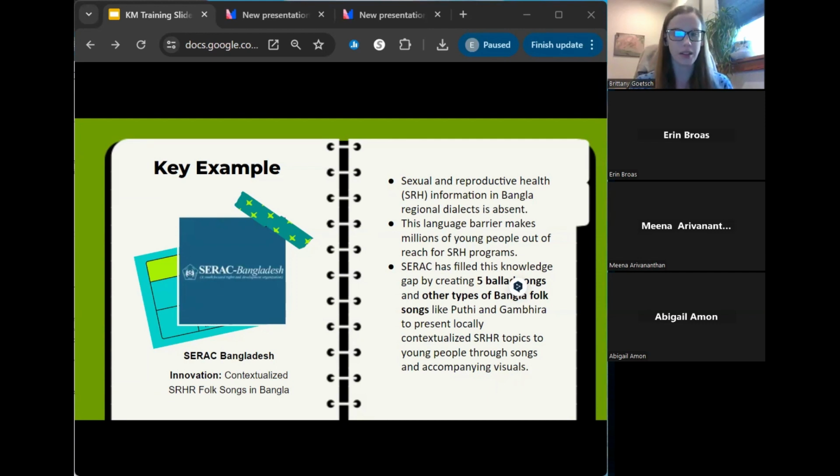SRHR folk songs in Bangla. Sexual and reproductive health (SRH) information in Bangla regional dialects is absent. So AYSRHR Bangladesh identified that this language barrier makes millions of young people really out of reach for SRH programs.